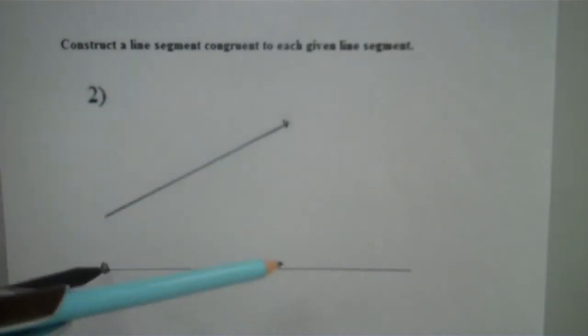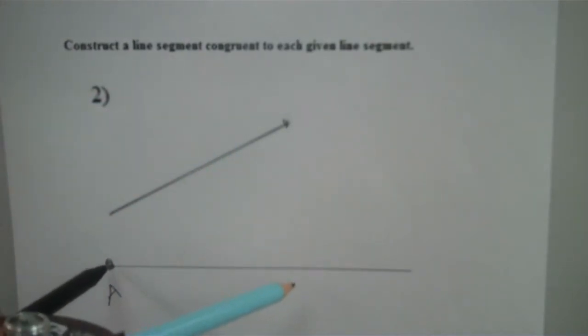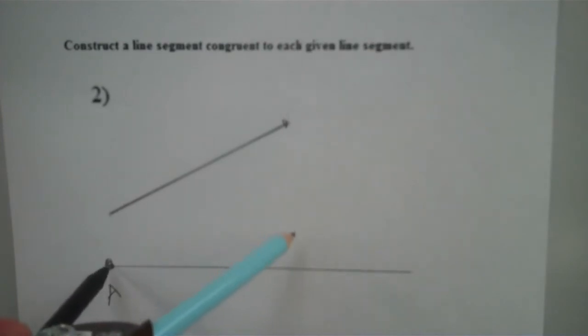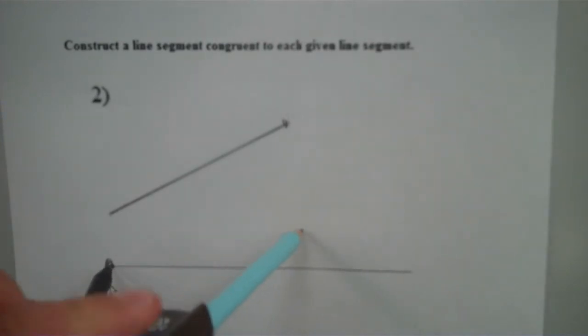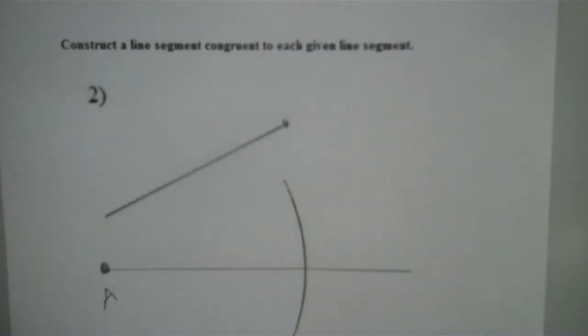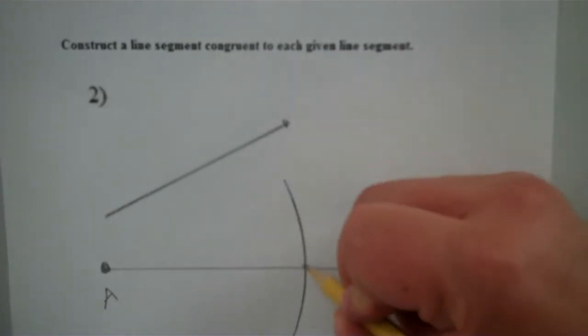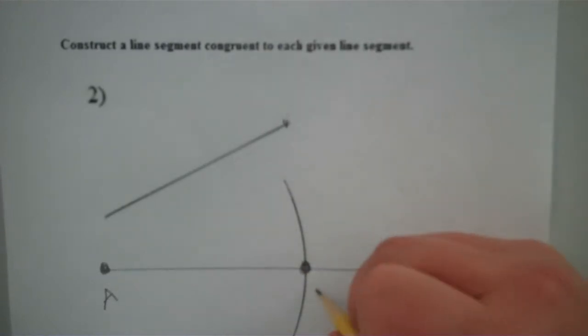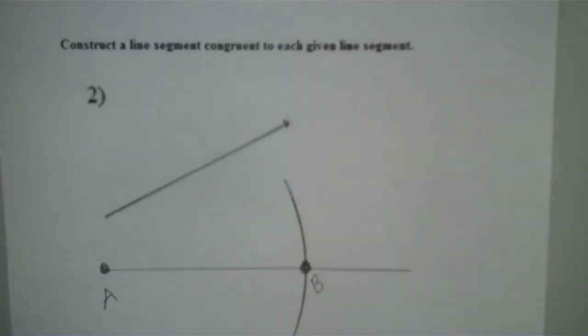Don't adjust the opening. Put the point on our given endpoint that we just labeled A, and we are going to draw an arc right through that segment that we drew with our straight edge, the point of intersection of the arc and the line segment. We'll just call that point B, and we now have segment AB being congruent to the segment given above.